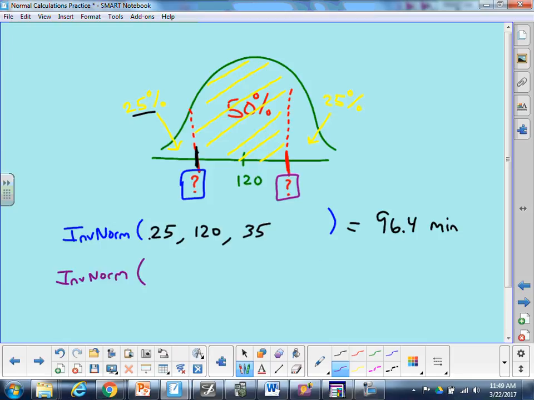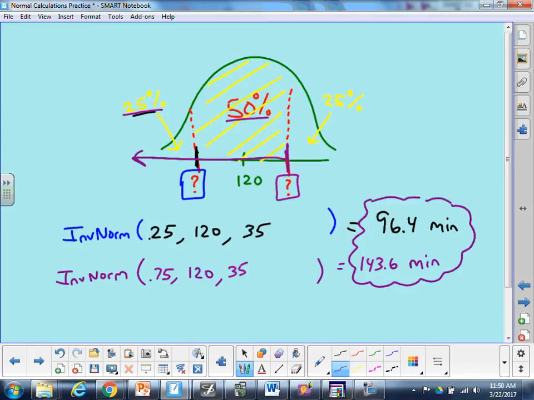Okay, now how much area is to the left of that one? So from here, if I add up everything to the left, I have the 50% in the middle plus the 25. So I have 75% of the area below. Okay, and this will give me that upper limit there of 143.6 minutes. So those are the two values that would contain the middle 50% of all student values. So that was using inverse normal twice.